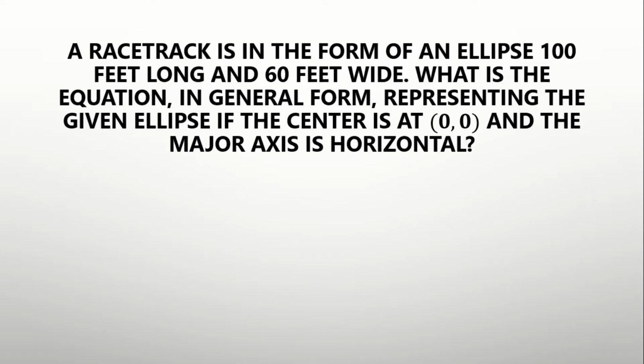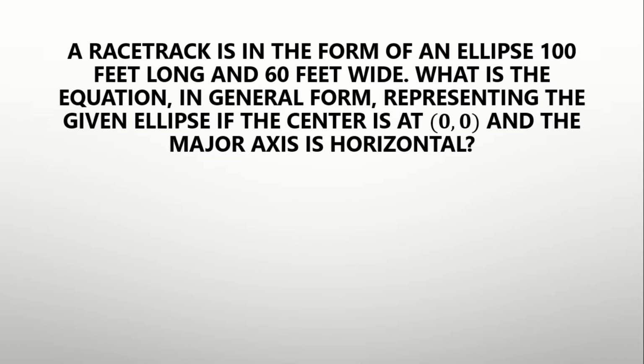A racetrack is in the form of an ellipse, 100 feet long and 60 feet wide. What is the equation in general form representing the given ellipse if the center is at (0, 0) and the major axis is horizontal?